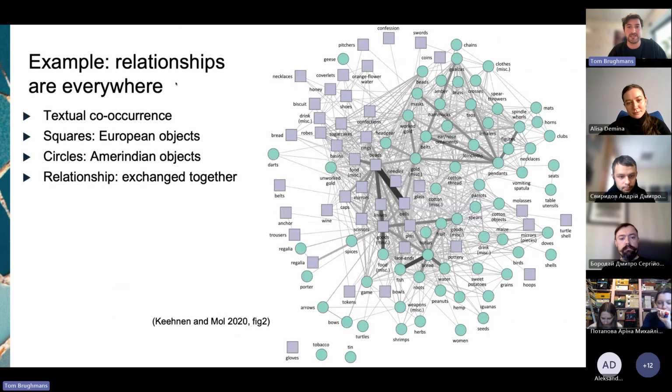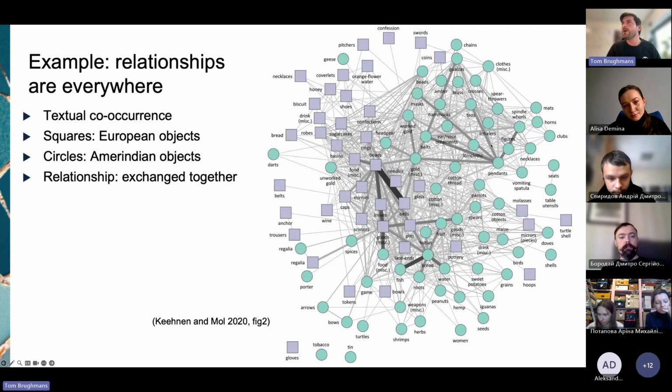So what they've done here is represented every one of these object categories as a node, a dot. The circles represent Amerindian objects and the squares represent European objects, and they are linked by one of those lines, by a relationship, if they are exchanged together. So we can see, for example, that beads and bells are European objects that are very frequently exchanged together. And we see that belts and pendants are Amerindian objects that are very often traded together.